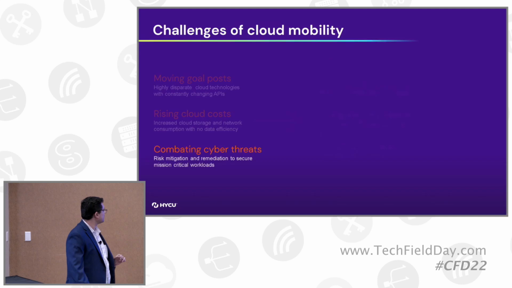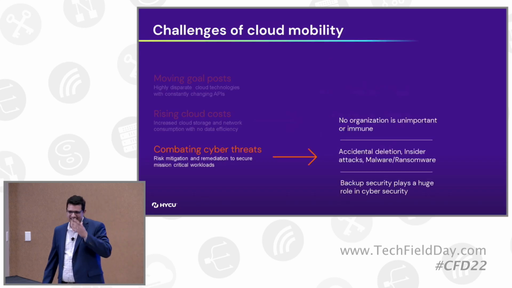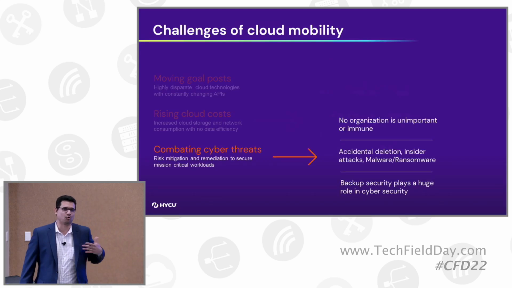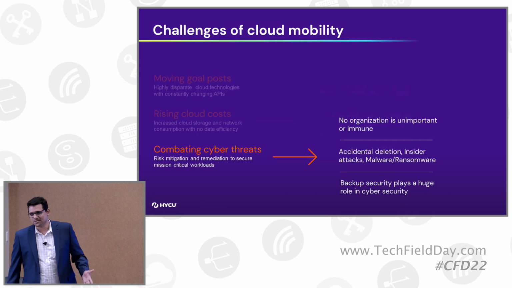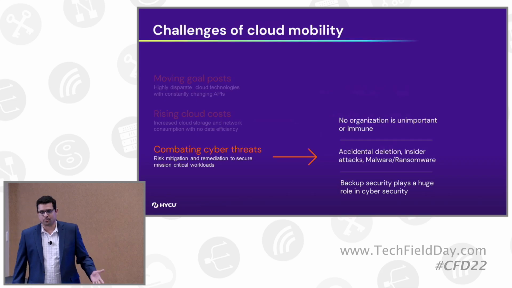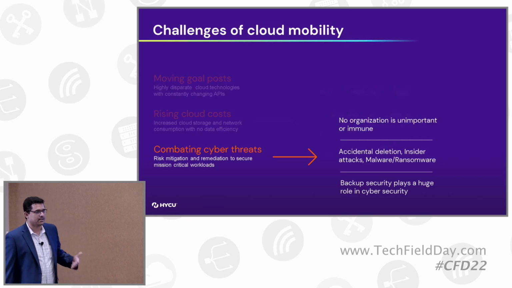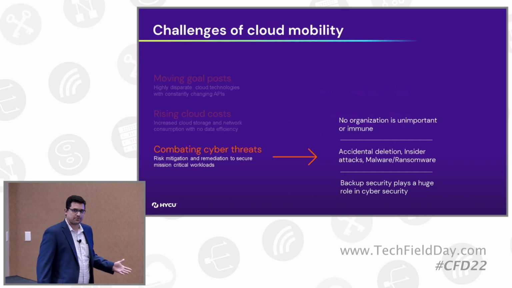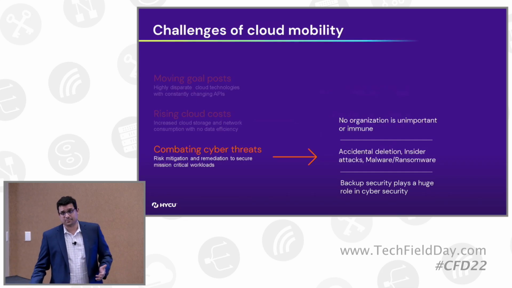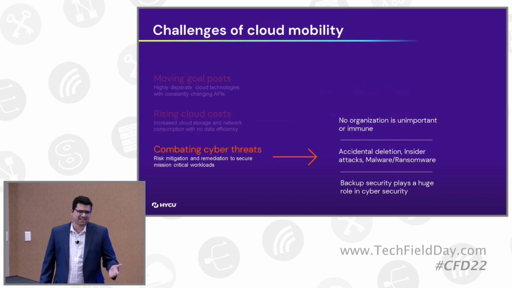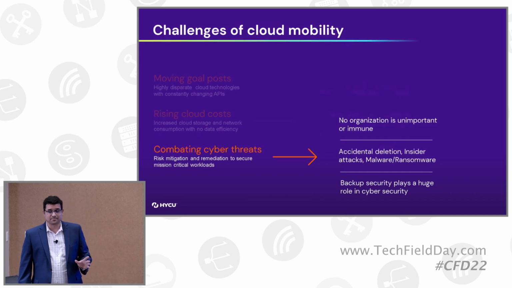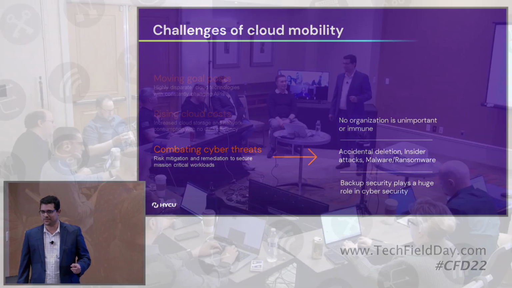Number three is about combating cyber threats. Now, I think this is more of a dead horse that we have beaten over and over again. The bottom line is nobody is immune to this. Nobody is unimportant, right? Everybody is vulnerable to cyber threats. And you have several forms of cyber threats. Number one is accidental deletion. Now, this is something that is kind of laughable and nervous at the same time. How many of you remember Google Cloud's incident with UniSuper based out of Australia?